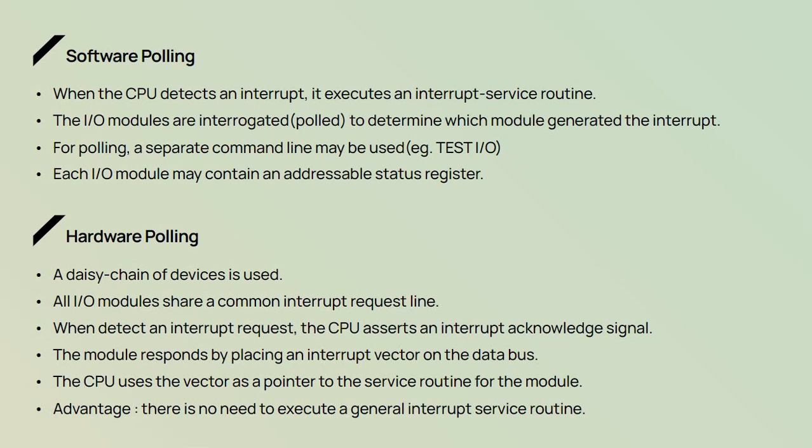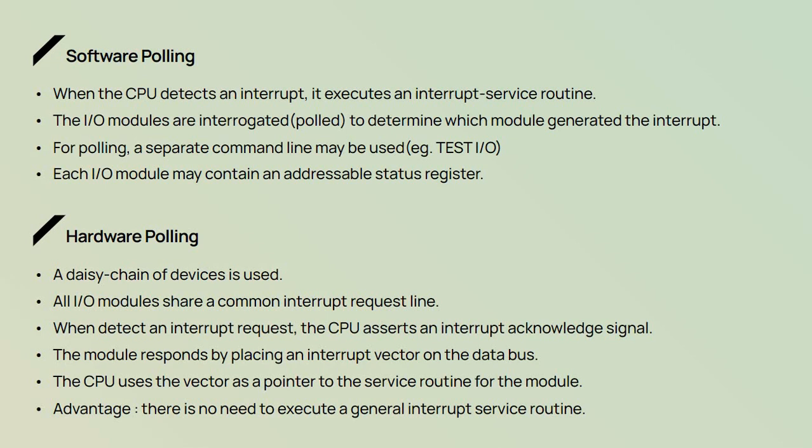Software poll. Whenever an interrupt is detected by the processor, it branches to an ISR, interrupt service routine, which will poll each and every I/O module to determine the exact interrupting module. Then the processor will raise a poll, which could be in the form of a command line. Consequently, the address of the respective I/O module which is interacted by the poll will be placed on the address line. The module will then respond positively if it is responsible for setting up the interrupt.